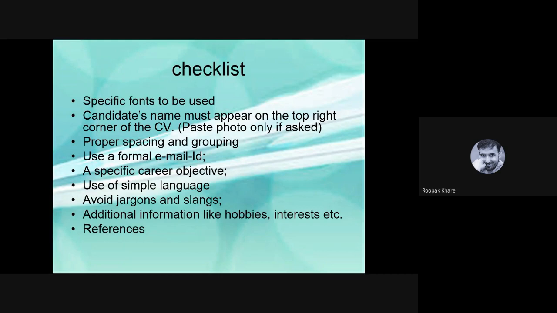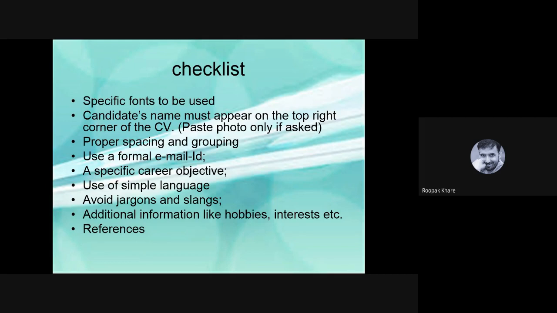Jargon, I told you the other day, if you remember, jargons are technical terms or abbreviations that certain people in a fraternity or a particular industry use, and this is not easily understood by people in other communities or fraternities. So avoid jargons. And slang, of course, is not a formal language. It does not leave a good impression. Slang, I always suggest, should not be used in day-to-day life also. So yeah, leave slangs. Additional information like hobbies, interests should be given.